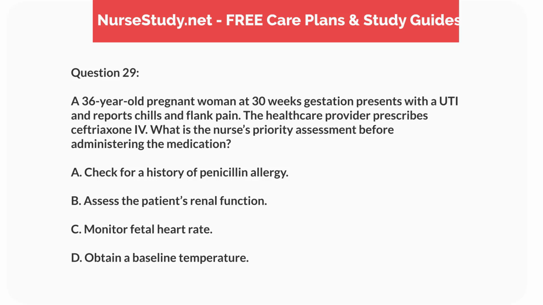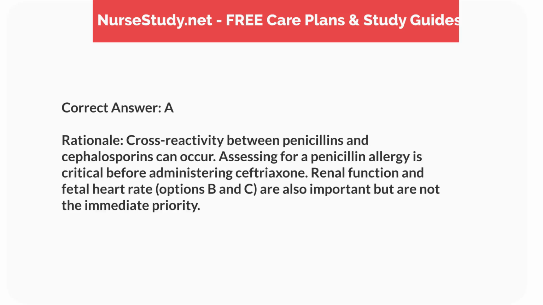A. Check for a history of penicillin allergy. B. Assess the patient's renal function. C. Monitor fetal heart rate. D. Obtain a baseline temperature. Correct answer, A. Rationale: cross-reactivity between penicillins and cephalosporins can occur. Assessing for a penicillin allergy is critical before administering ceftriaxone. Renal function and fetal heart rate, options B and C, are also important but are not the immediate priority.